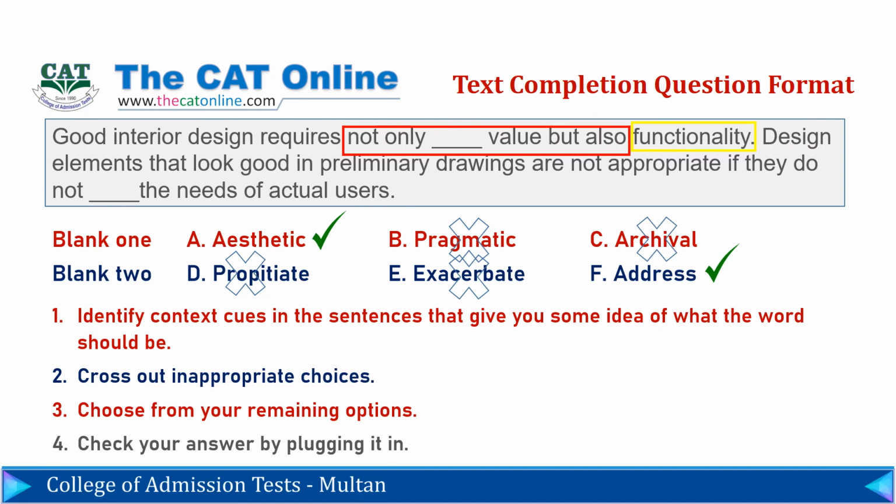Since we don't have that, we'll just plug both of our choices into the original sentence and see whether it makes sense. Good interior design requires not only aesthetic value but also functionality. Design elements that look good in preliminary drawings are not appropriate if they do not address the needs of actual users. That makes sense, so A and F are the answers for the first and the second blank, respectively.